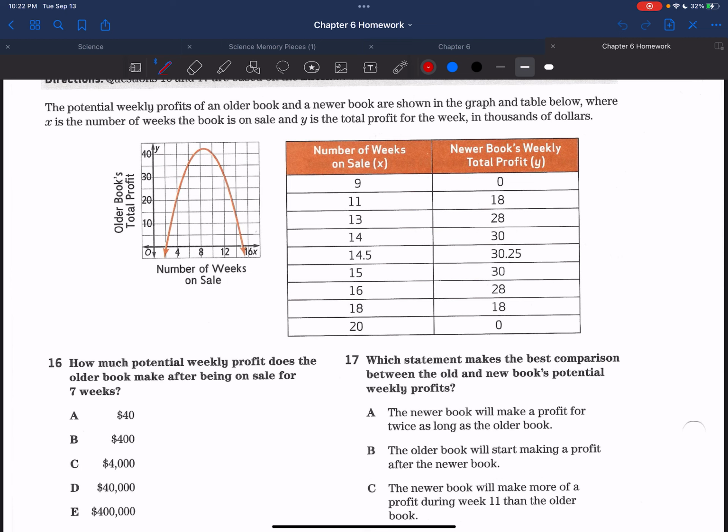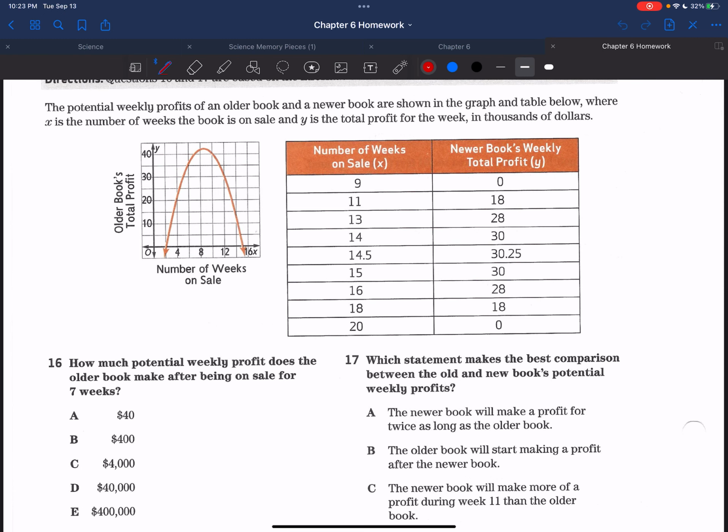So the older book's profit is shown by a parabola. It climbed, it increased up to, it looks like about 8 weeks. And then the interval started to decrease. And then on the table, we're looking at the newer book's profit. And it looks like the same thing happened there, because we started at 0 in the Y column and we ended at 0. So it also would suggest to me that this is quadratic, that it has a parabolic shape.